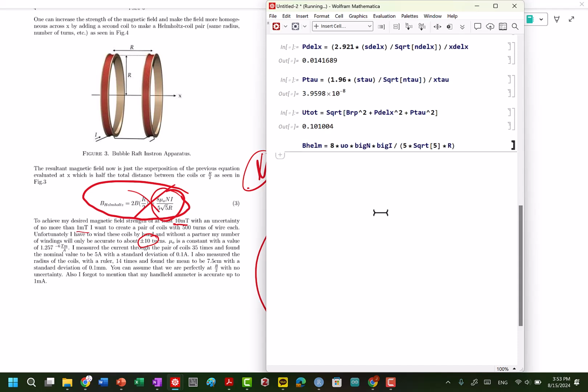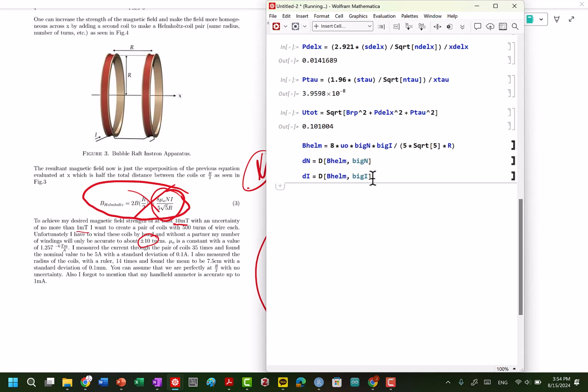So we're going to say also that dn is going to be equal to the derivative of B helm with respect to N. We're going to also say that di is going to be equal to the derivative of B helm with respect to big I, and this should actually be big N.